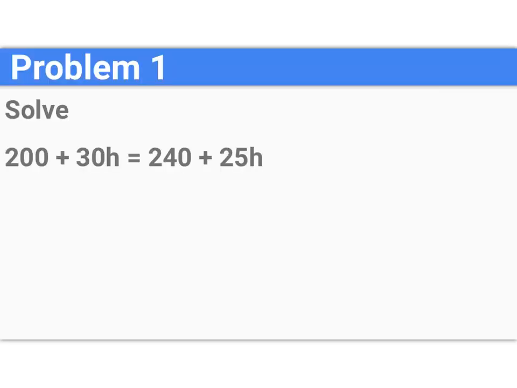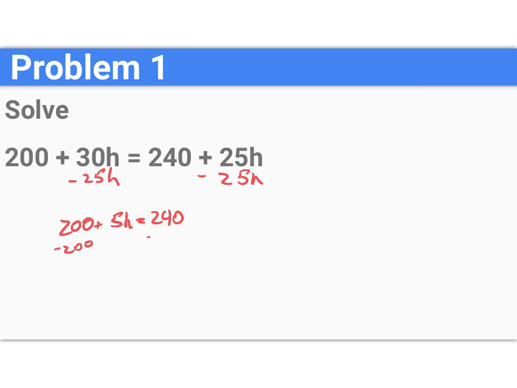Okay, so the first thing I am going to do is subtract 25h from both sides. I'm going to rewrite everything that I have. So I'll follow the same steps that I would if I was solving a single step or multi-step equation.